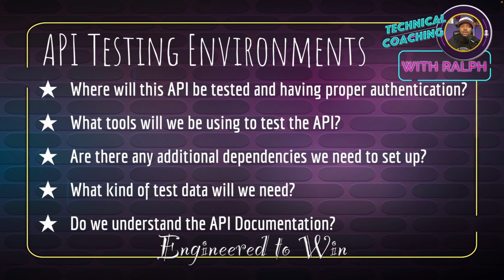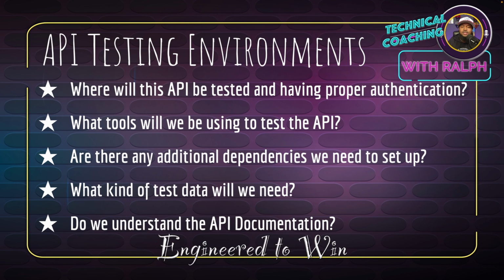So let's talk about the API testing environments. Here are some questions that we should ask ourselves relating to API testing environments. Where will this API be tested? And how are we going to have proper authentication and authorization? That means, do we test it on our local environment? Do we do branch-based testing? Do we have a staging environment, a QA environment, and what is going to be the production environment? Are we going to be doing any testing on production? Because we don't want to seed production with bad data. So those are the things that we have to consider.